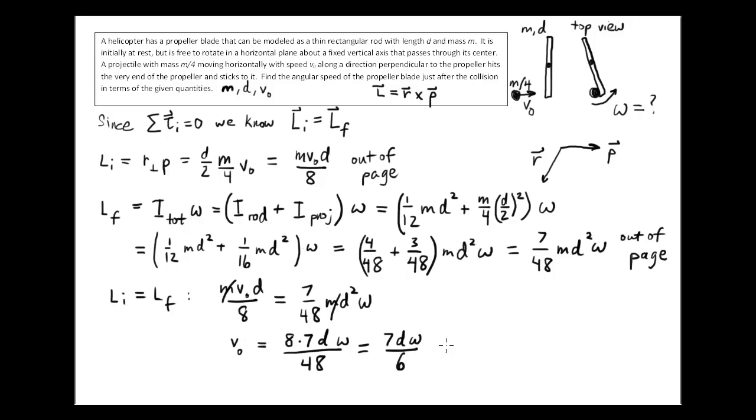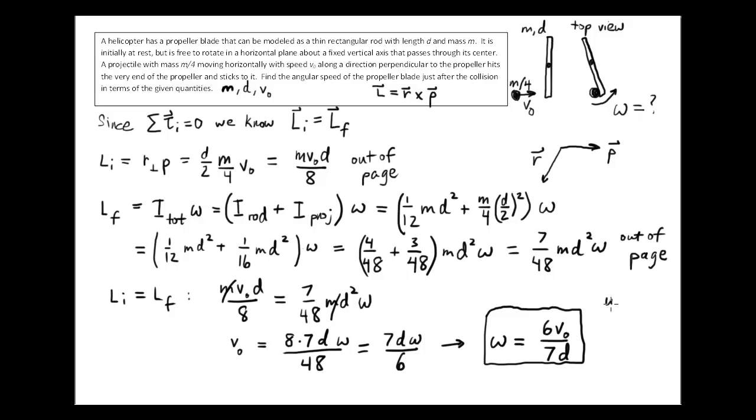And what I really want to solve for is omega, right? So omega is equal to 6v0 over 7d. So I've got omega in terms of the given information, which included, as I said originally, m, d, and v0. The m dropped out, so apparently that term didn't really matter, and we have an expression in terms of v0 and d.